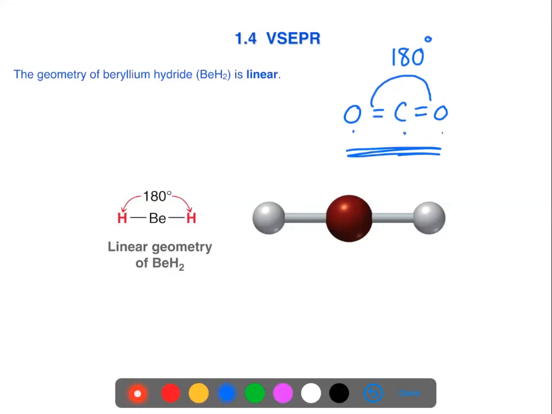So we'll look at other examples of how the valence shell electron pair repulsion theory allows us to better describe the shape that we observe between groups of atoms in various molecules, or just in general for the shapes of small molecules.